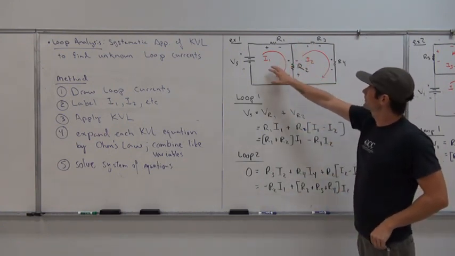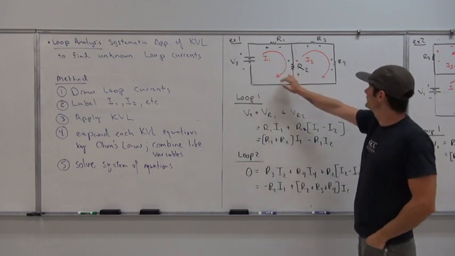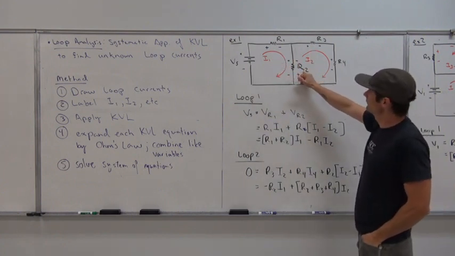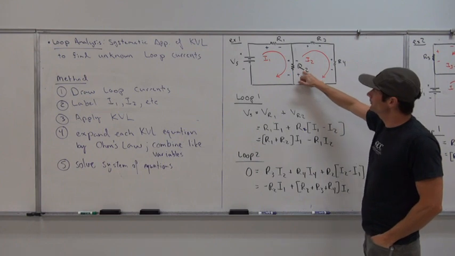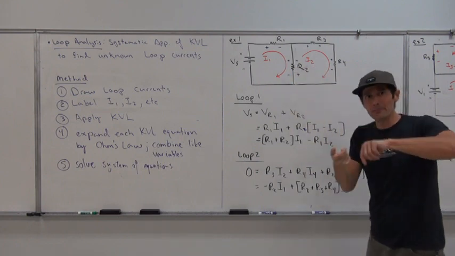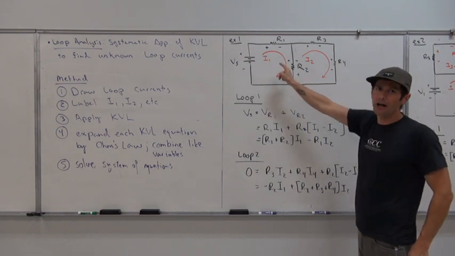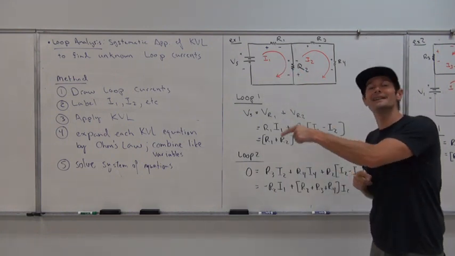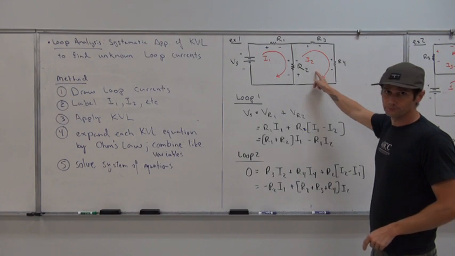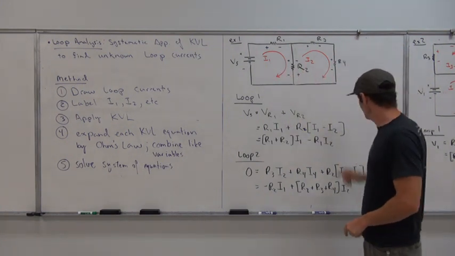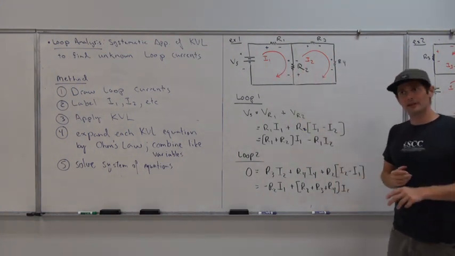So if we consider and reference I1, then here we would say the voltage across R2, because they are going in opposite directions, is equal to R2 times I1 minus I2. So I1 minus I2. Think of it like this.